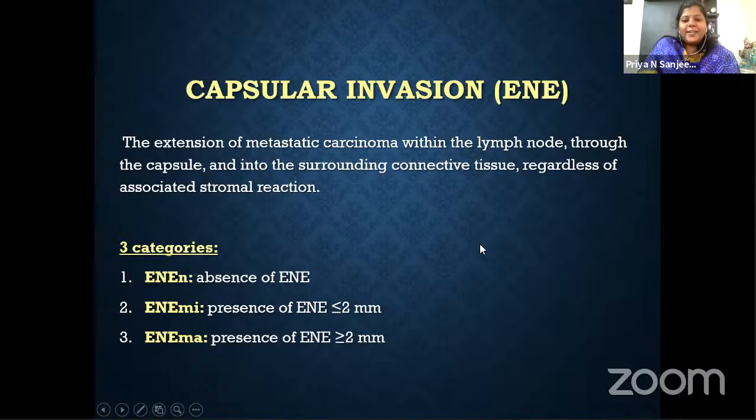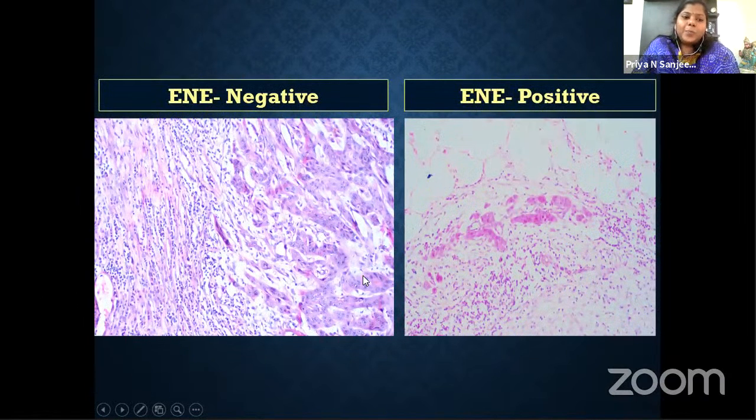So there are three categories. One is absence of extranodal extension, which is denoted as ENEN. The presence of extranodal extension less than 2 millimeters, which is denoted as ENEMI, that is micrometastasis. Presence of ENE more than 2 mm, where it is designated as ENEMA, that is macrometastasis. So these are the two examples of ENE negative and ENE positive.